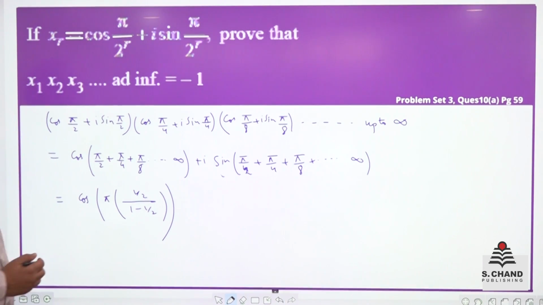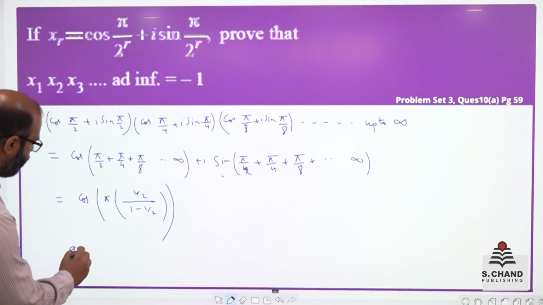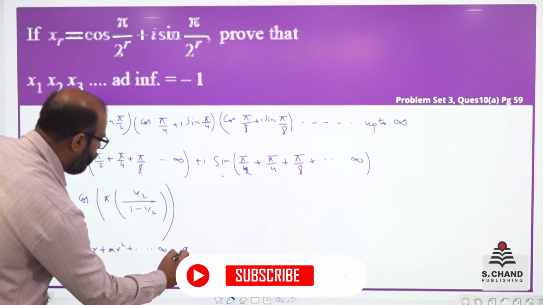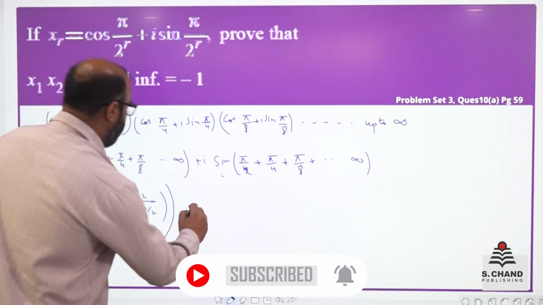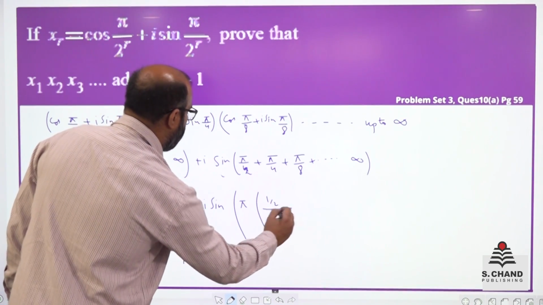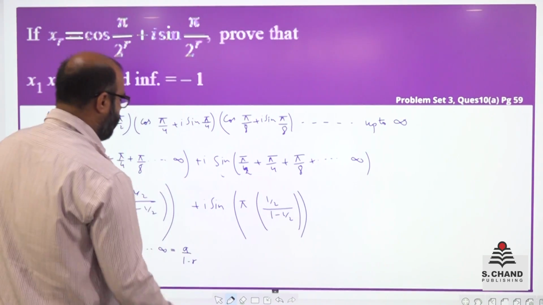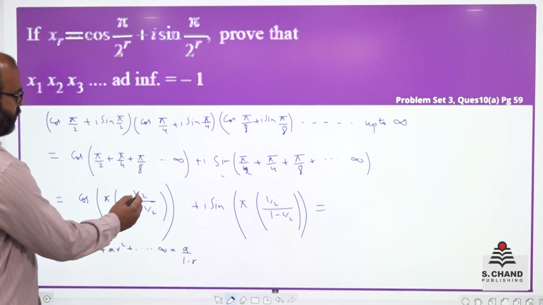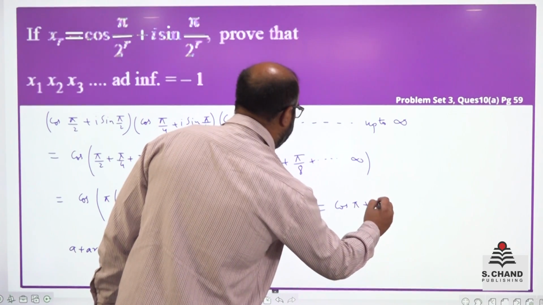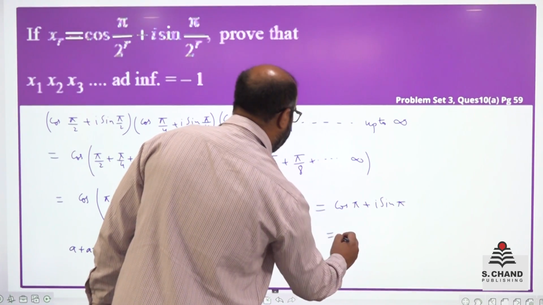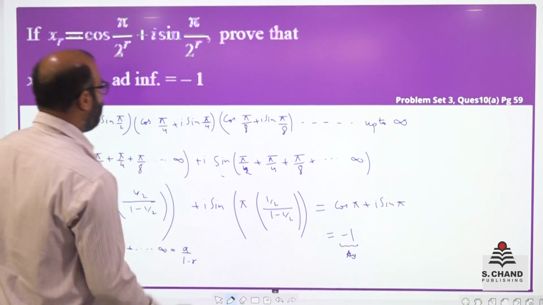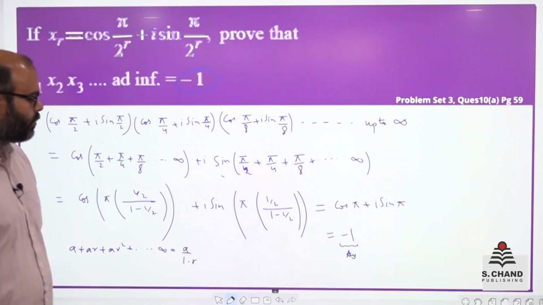The sum till infinity of a GP, we all know, a plus ar plus ar square till infinity is a upon 1 minus r. Similarly, iota sine pi common, 1 by 2 here also, 1 minus 1 by 2 here also. So this will be equal to 1 by 2 upon 1 by 2, that is 1. So it becomes cos pi, and for the next term it is sin pi. Cos pi is minus 1 and sin pi is 0. So you get minus 1 as your answer.